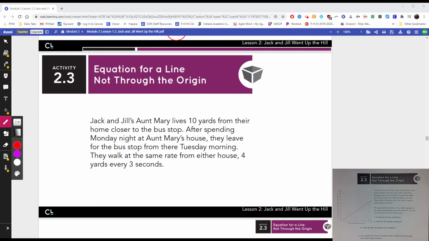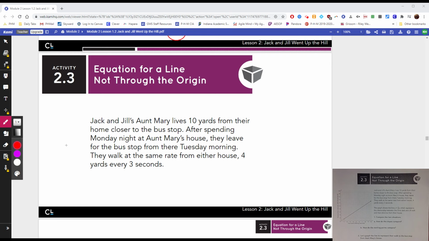Hi again, eighth graders. We're going to continue this lesson on Jack and Jill and continue building into linear relationships. So, activity 2.3, we're going to look at the equation of a line that's not through the origin.